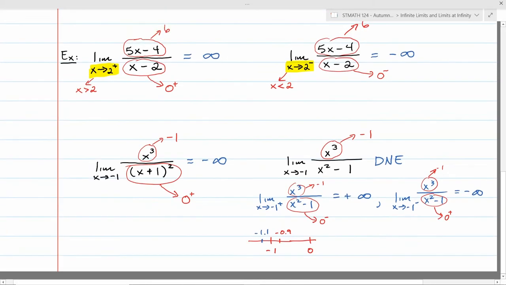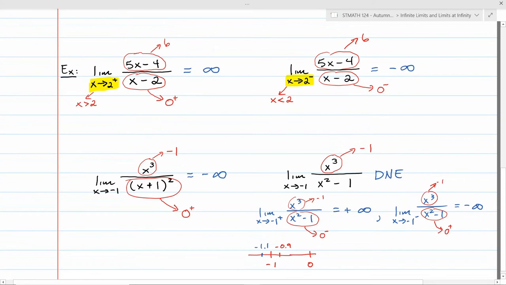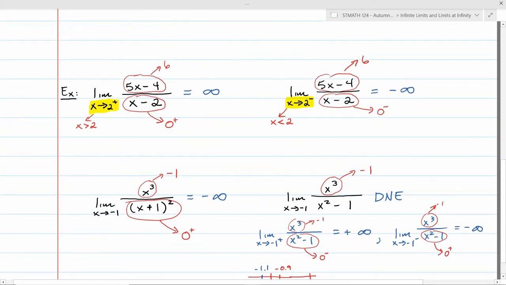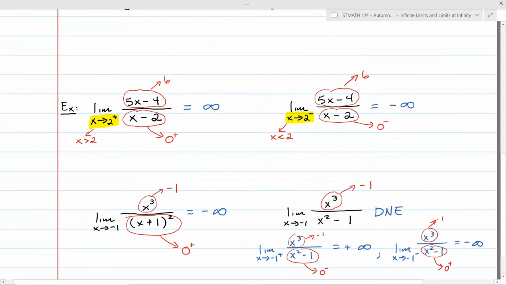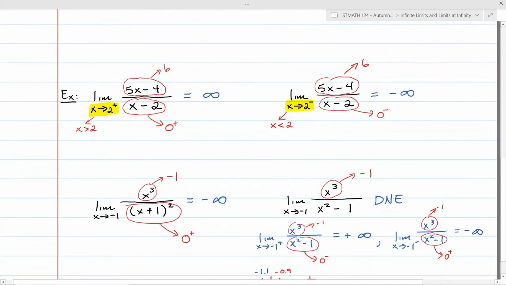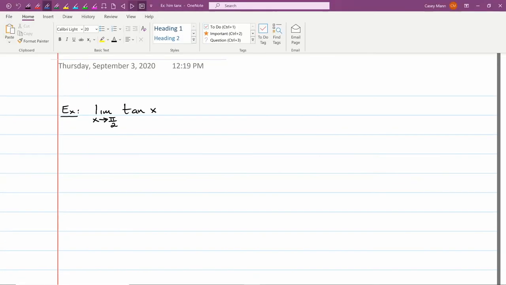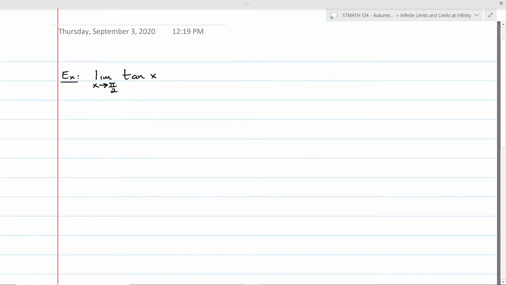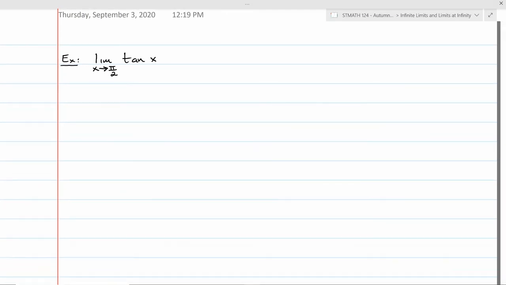I guess on these limits where you have to decide if it's going to be positive infinity or negative infinity because the denominator is going to 0, it comes down to sort of a numerical analysis of what's going on. It's not so much algebra. It's more about thinking about signs of things. This can come up in the guise of trigonometric functions, too.